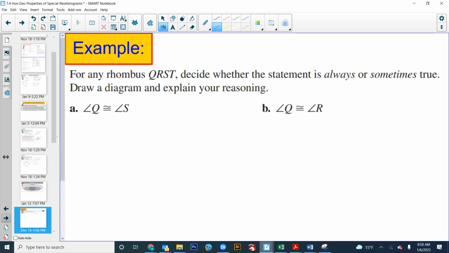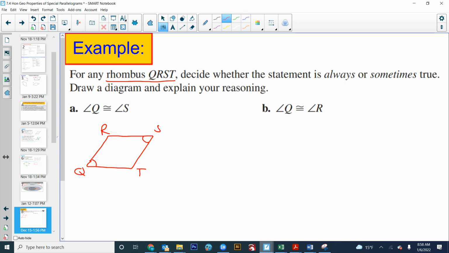All right, for any rhombus QRST, decide whether the statement is always or sometimes true. Draw a diagram and explain your reasoning. All right, so wait a minute. Let's read the directions. For any rhombus QRST, Q congruent to S. Sometimes, always, or never true. They didn't give us the option of never, but you might get that option sometimes.